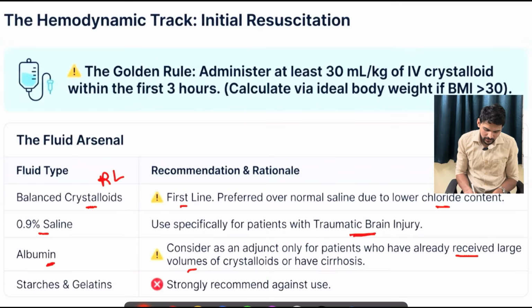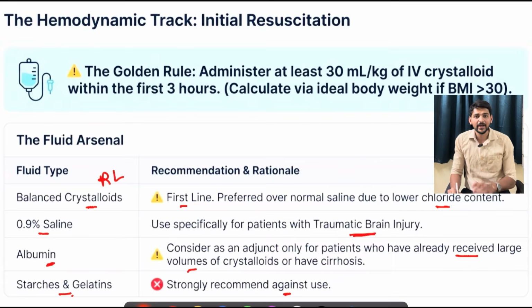So for whoever has already received large volumes of IV fluids, consider albumin as an adjunct. What about other fluid sources like starches and gelatins? We have to avoid these, because in studies there are clear recommendations against these particular solutions.